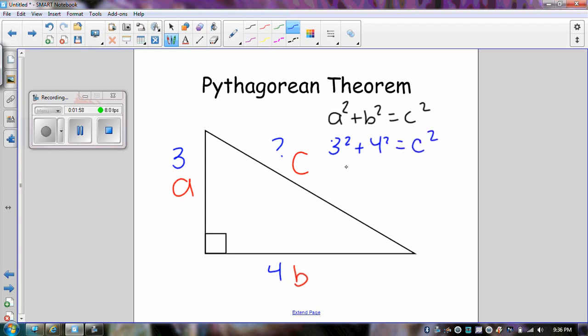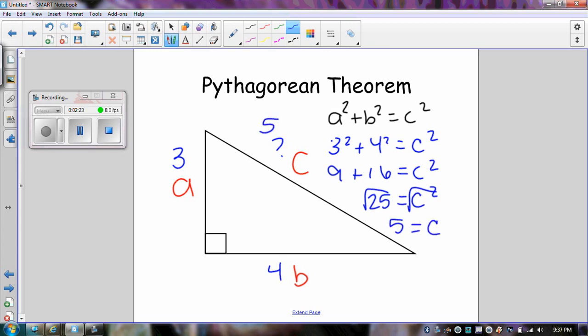To solve that, 3 squared would be 9, plus 4 squared is 16, and that's going to equal C squared. Now, 9 plus 16 would end up being 25, so 25 is going to equal the value of C squared. And then at this point, we would square root both sides, and we'd end up getting 5 as the value of C.